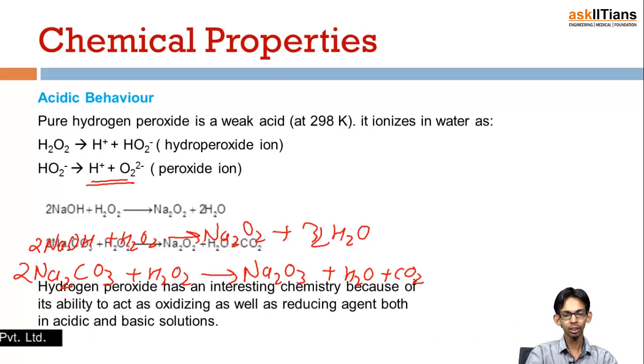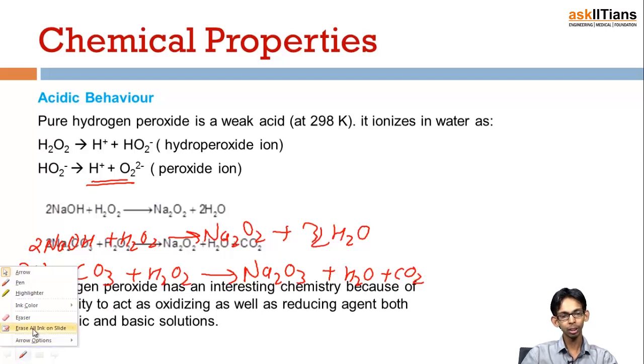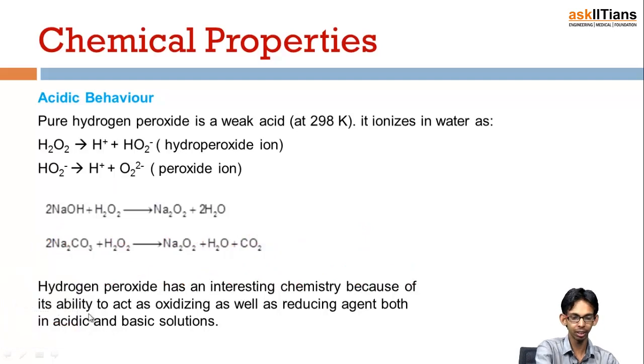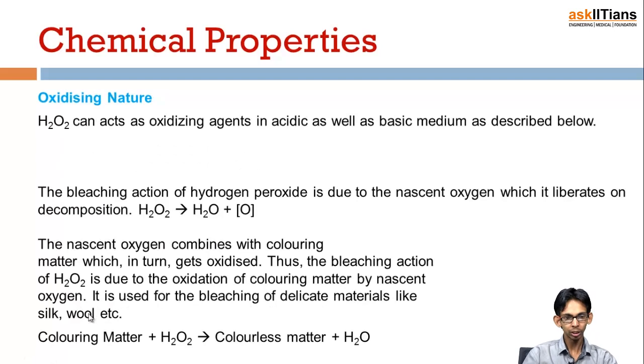Okay, hydrogen peroxide has an interesting chemistry because of its ability to act as an oxidizing agent as well as a reducing agent. So hydrogen peroxide acts as both oxidizing as well as reducing agent in acidic as well as basic medium. Okay, so let's have a look at the oxidizing behavior in acidic medium. What happens? In acidic medium, hydrogen peroxide reacts with the protons, takes 2 electrons to form water molecule.